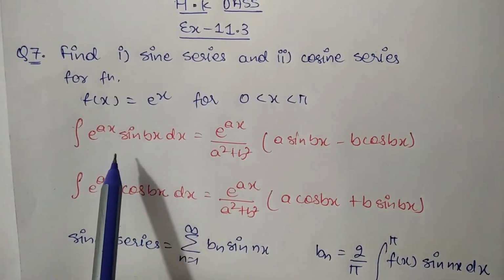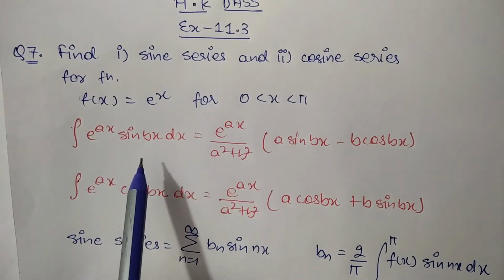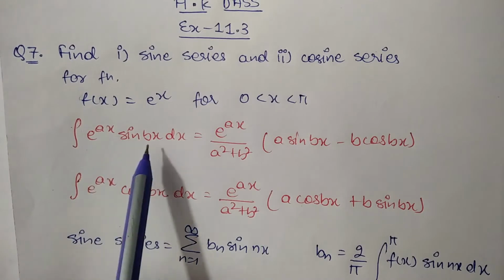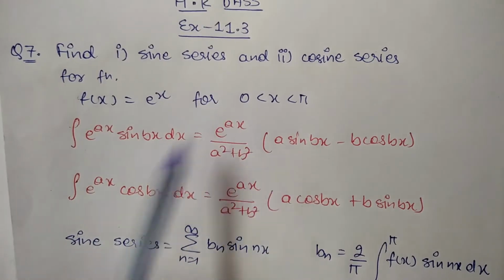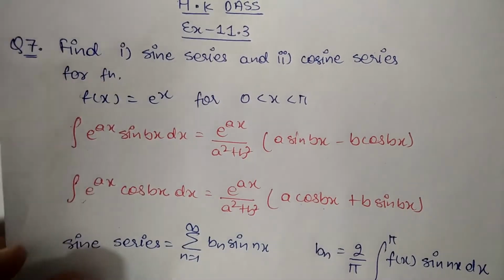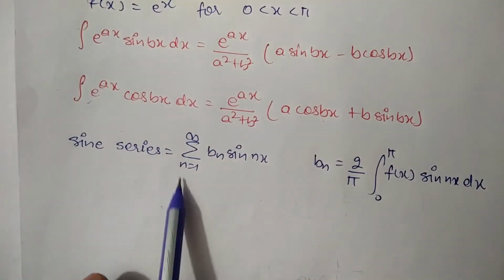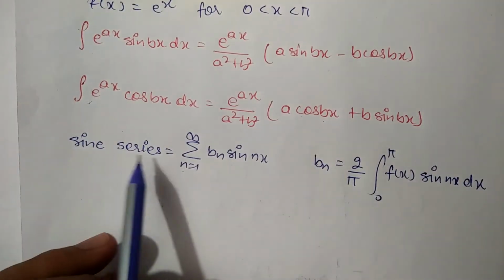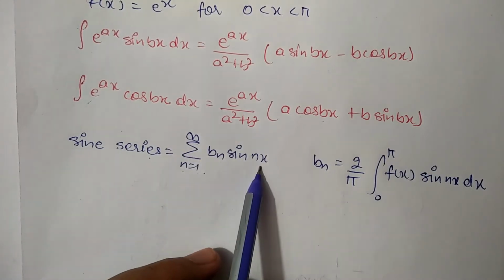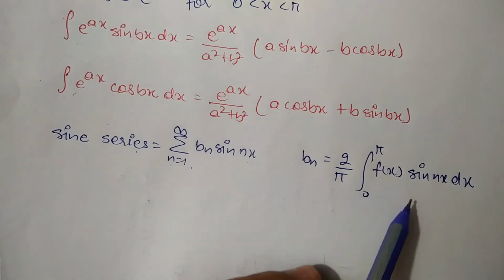So students, already we have discussed in the previous questions, for these types of questions we have to apply this formula: the integral of e^(ax) sin bx dx will be equal to this, and the integral of e^(ax) cos bx dx will be equal to this. First of all we will calculate the sine series, and the formula to find the sine series is this: summation n from 1 to infinity of bn sin nx, where bn equals this.